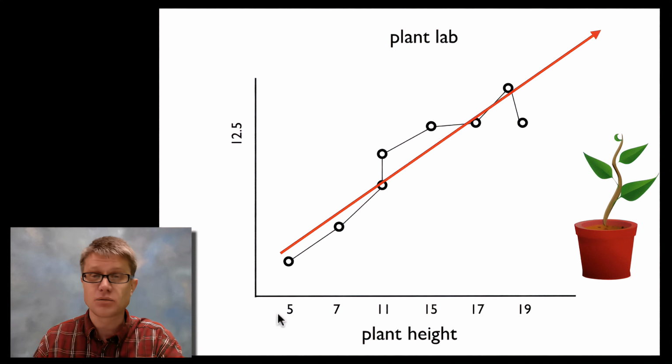Other things that we have is we have nonlinear scaling. So down here, you see it goes 5, 7, 11, 15, 17, 19. The distance between each of these should be equal. And then this number here, 12.5, doesn't tell me anything. I couldn't measure anything else on here because I'm just given one number. So you have to have at least two numbers on your grid line.